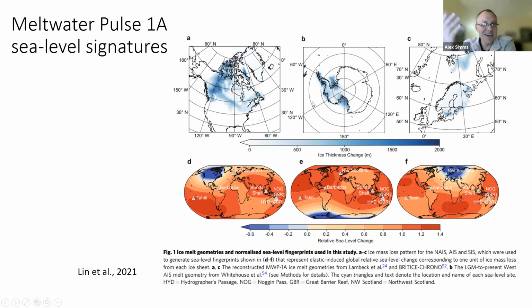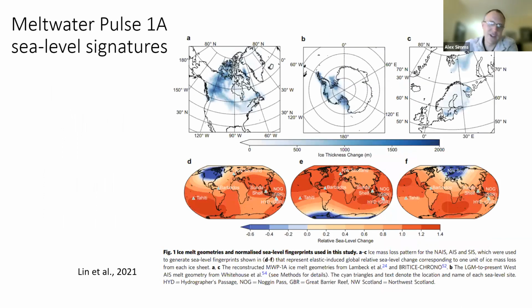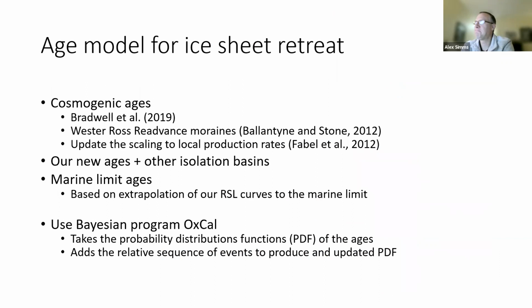And so we thought, hey, here's proof that meltwater pulse 1A came from Antarctica. Well, unfortunately, when we did the radiocarbon ages on this core, they're all out of order, suggesting that this is not a true sedimentary sequence, but probably some sort of slumping that occurred within this. But nevertheless, this does tell us minimum estimates of deglaciation and relative sea level change. So forgive that other tangent there.